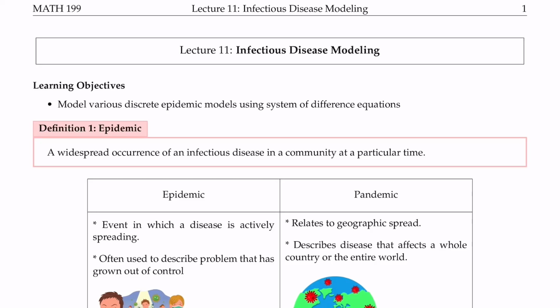Hello everyone, this is lecture 10 and 11, Infectious Disease Modeling. So in these two lectures, I want to talk about various discrete epidemic models using system of difference equations.